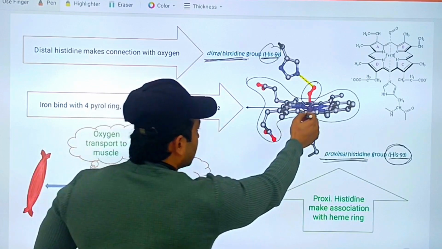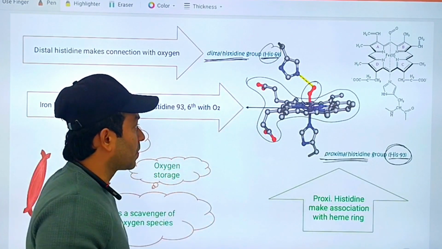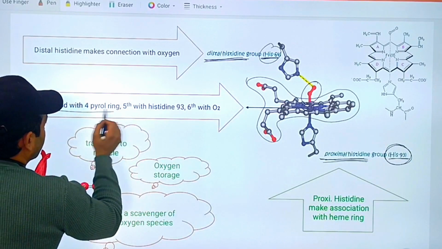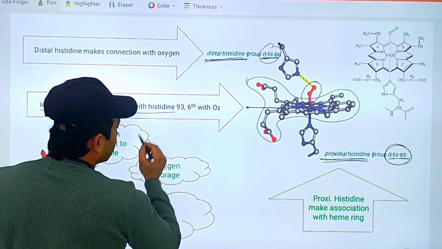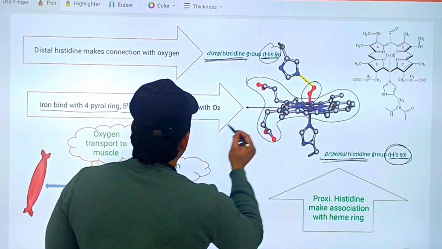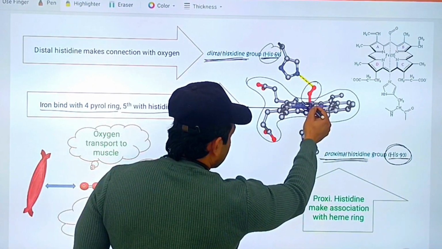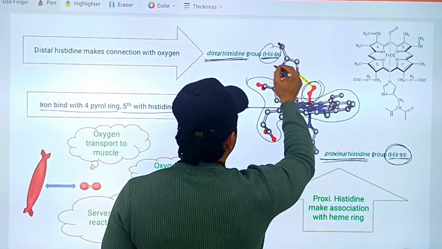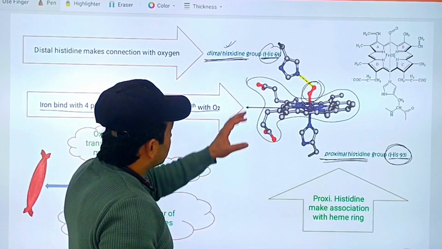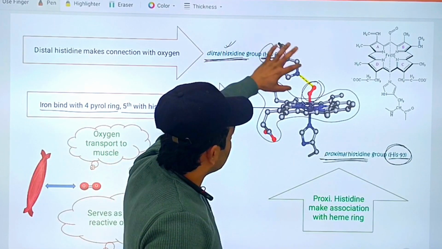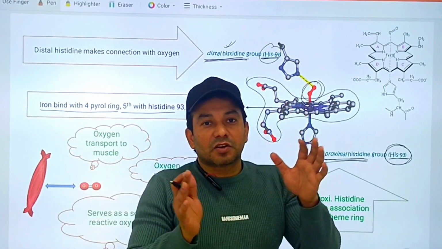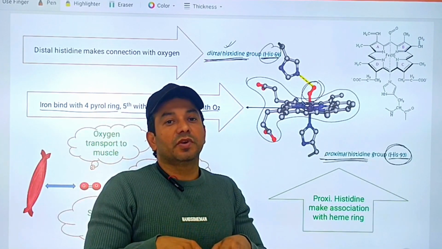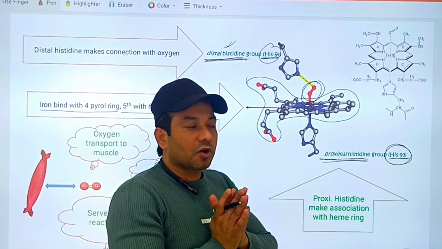Your iron is going to have 6 associations. The first 4 are with the 4 pyrrole rings, so the iron binds the 4 pyrrole rings. The fifth is with the histidine, and the sixth is with the oxygen. It means the iron makes 6 associations, and ultimately this oxygen is bound with the histidine molecule. The binding of this histidine with the oxygen will tightly pack the oxygen molecule. The holding of oxygen in myoglobin is very high, so it is tightly packed in the myoglobin molecule.